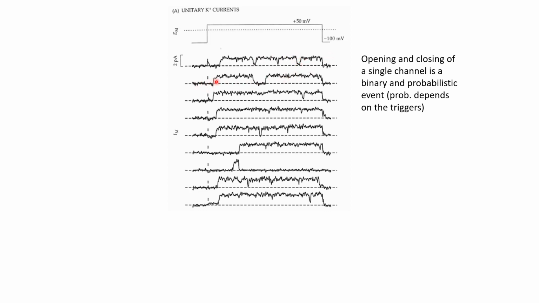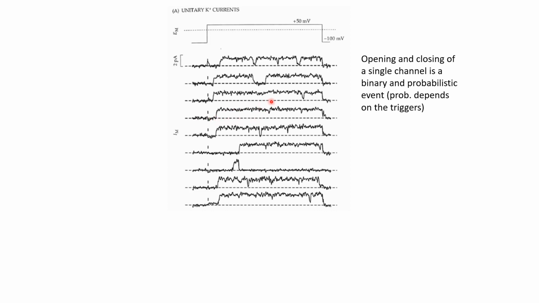And here is another recording trace from a different patch of membrane for the same period of stimulation. So we see these different traces, and again we can notice that the channels are either closed or open, but we don't see intermediate states. So we don't see the current at the half level. It's either fully there or it's zero.